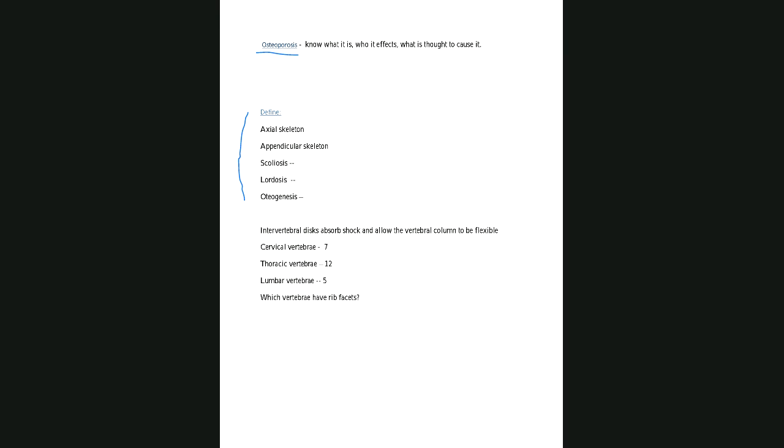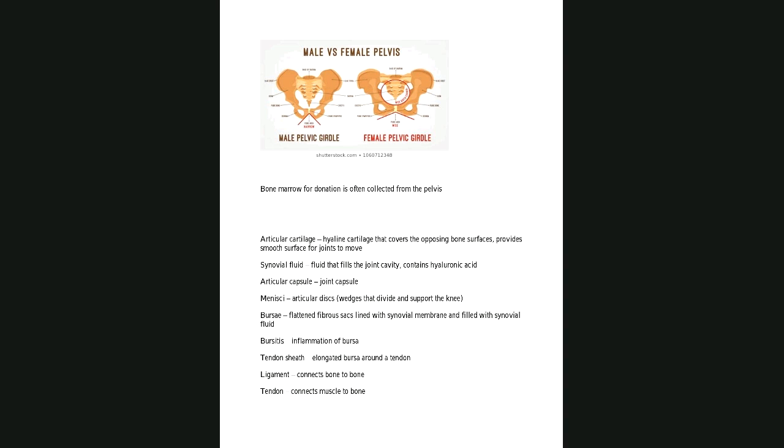I'll look at this one. Osteogenesis is formation of bone. Now, intervertebral discs absorb shock and allow the vertebral column to remain flexible. We have 7 cervical vertebrae, 12 thoracic vertebrae, lumbar vertebrae, 5. Okay, this I may not have gone through in the initial lecture, so this one's worth looking at.